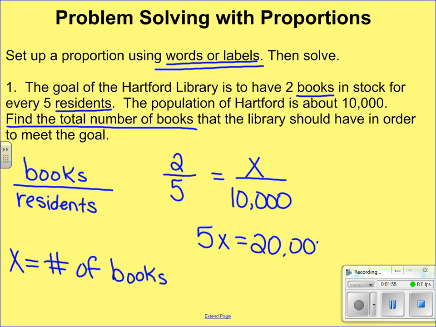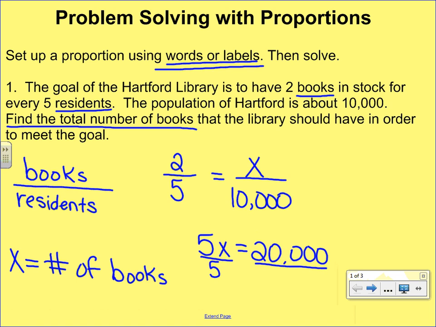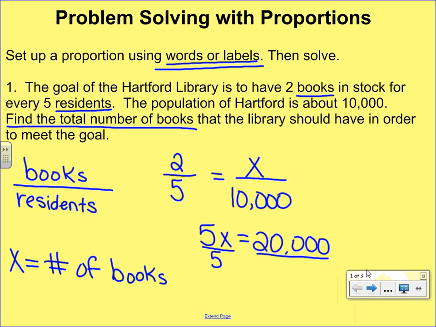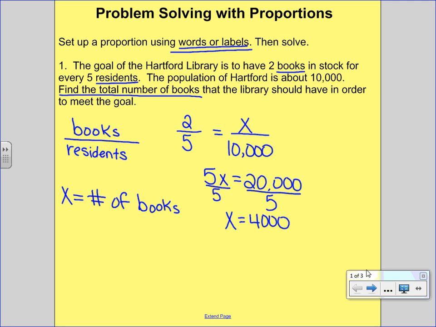Divide both sides by 5. And if you don't want to show the divide by 5 again, that's fine. You can just go ahead and write that answer. But if you want to show it, that's fine too. So x is 4,000 in this case. And then you want to think about just making sure you're answering the question. So really, you should probably write out the library should have 4,000 books. So a little bit of an answer statement here. It just shows that you know what you're finding and you know how to summarize that.